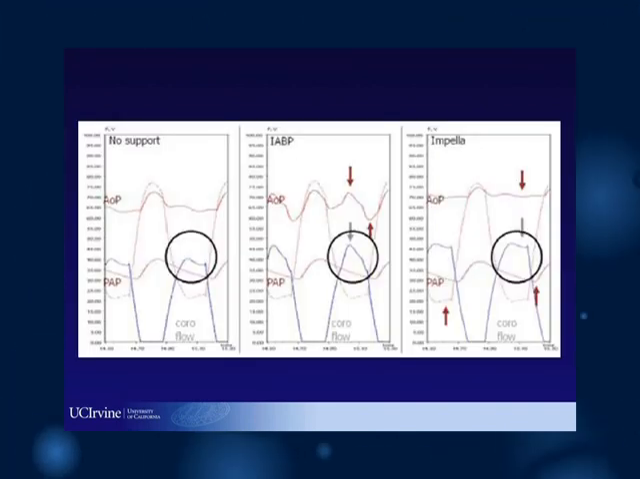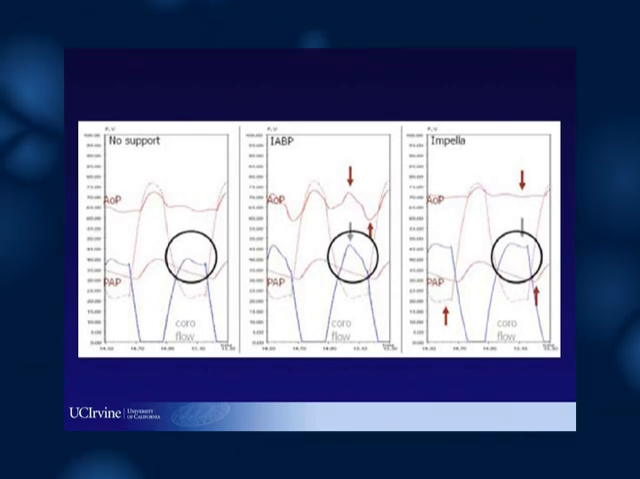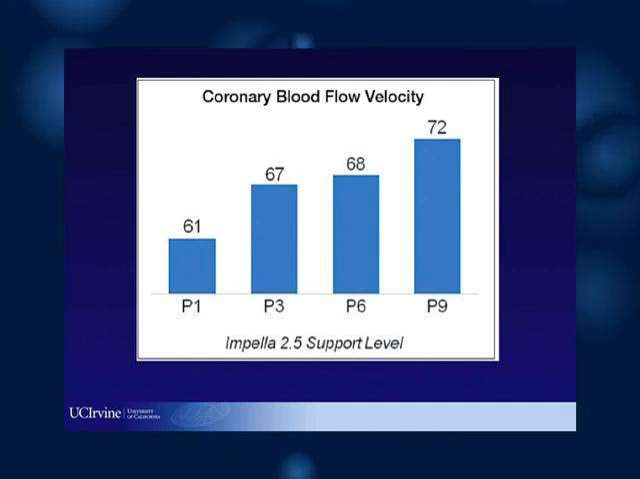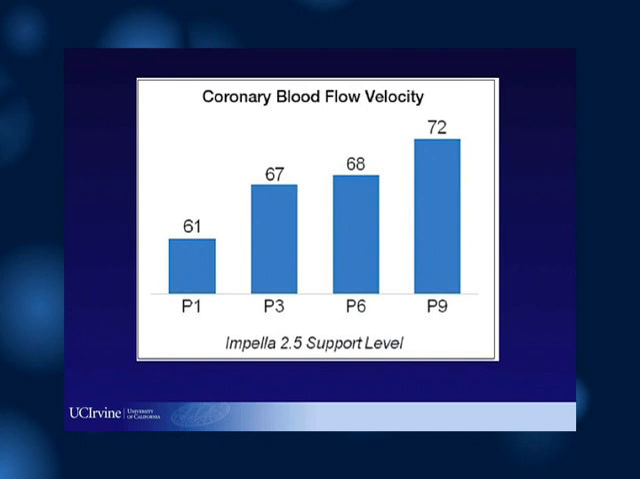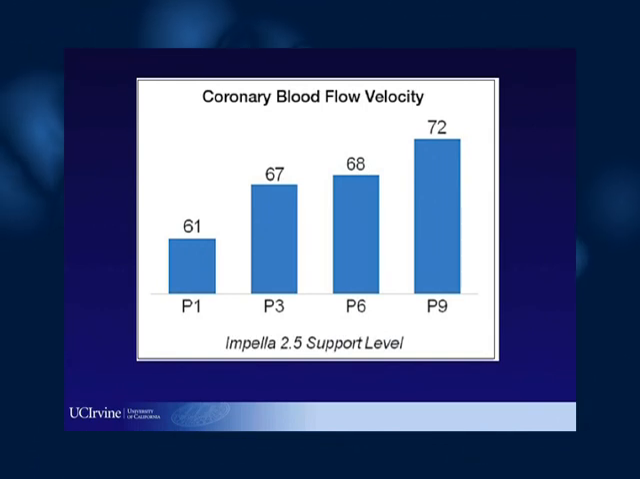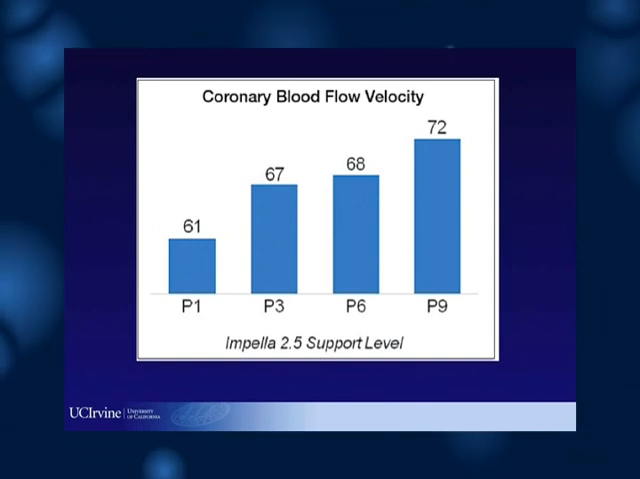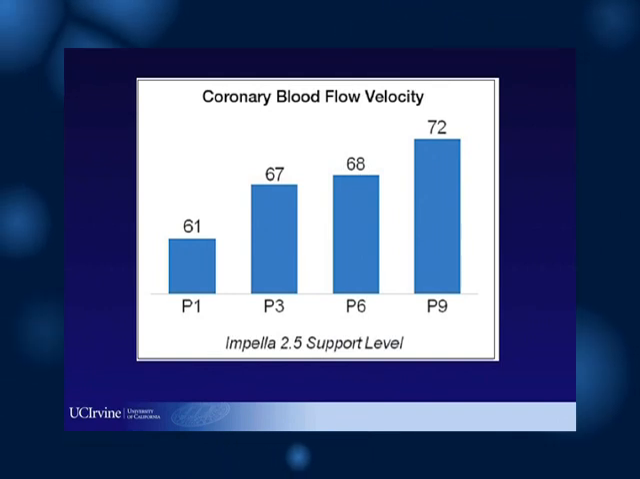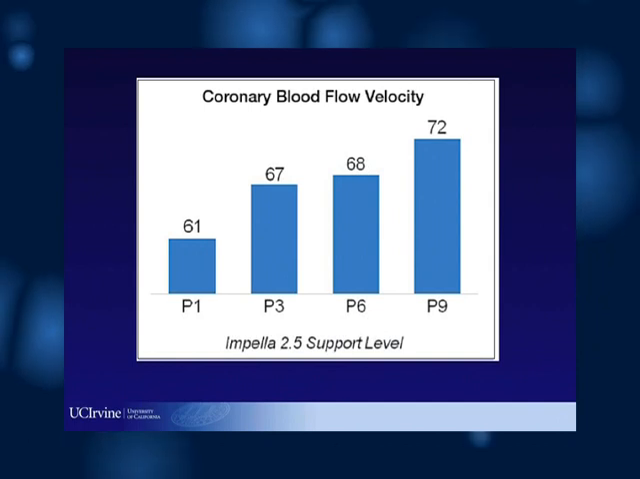to intra-aortic balloon pumping, the Impella provides a higher and more sustained perfusion head as compared to that of intra-aortic balloon pumping. Coronary blood flow velocity has been measured during Impella 2.5 support, showing that at the different steps of perfusion generated by the Impella, steps P1, 3, 6, and 9, coronary blood flow velocity correspondingly increases from 61 to 67 and ultimately up to 72 centimeters per second.